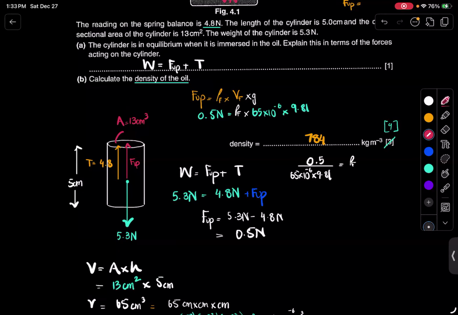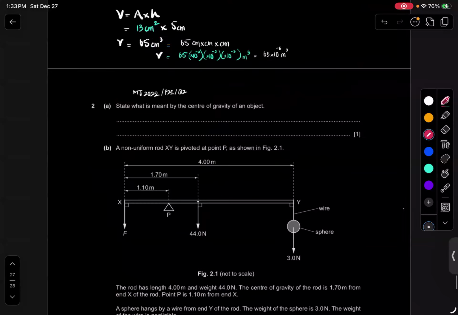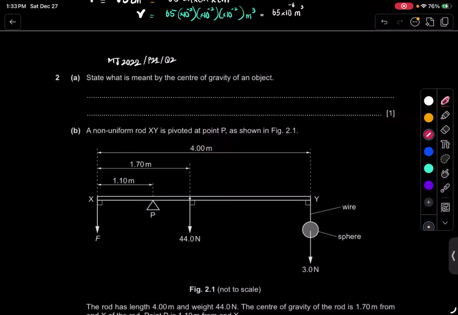In some questions you might not take a lot of time, right? But in the big questions, try to solve them as quickly as you can. Okay, sounds good. Let's do this question. This is a good one. State what is meant by the center of gravity of an object.